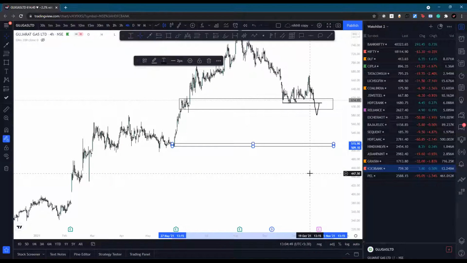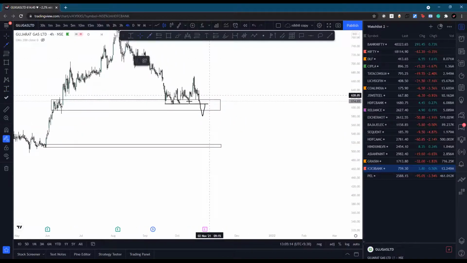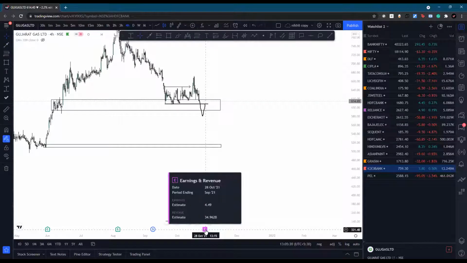Okay, we have two possible scenarios. One is the long side and the second is the short side. If we get a short entry, we have a very good target, around 80 points or 14%. Okay, you can buy options here and grab liquidity from here. We have results on the 28th of October.